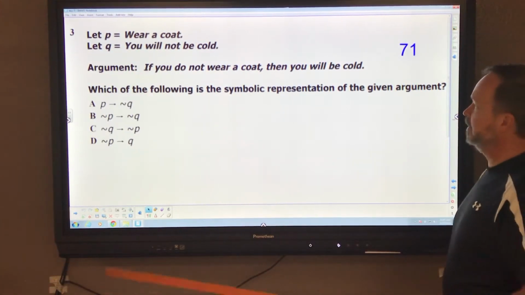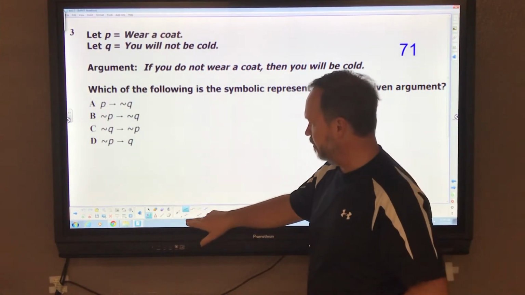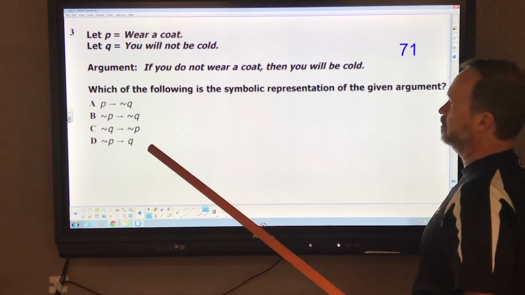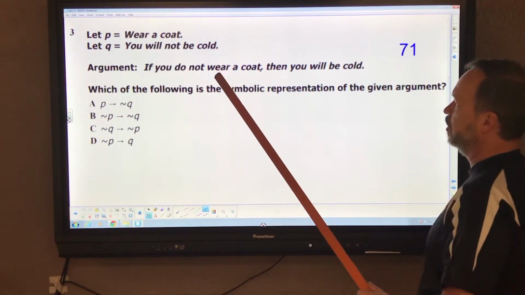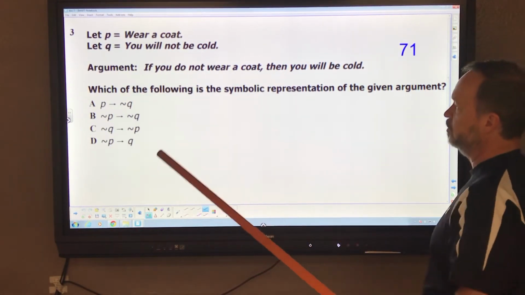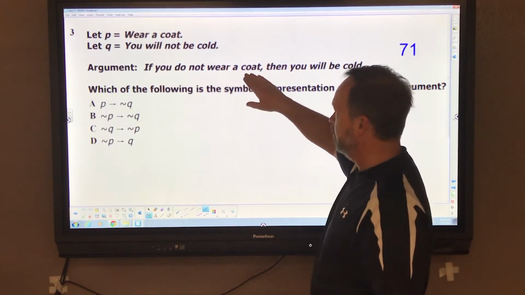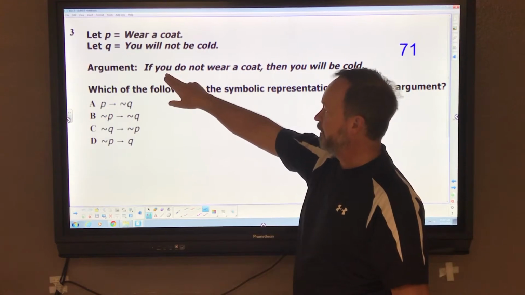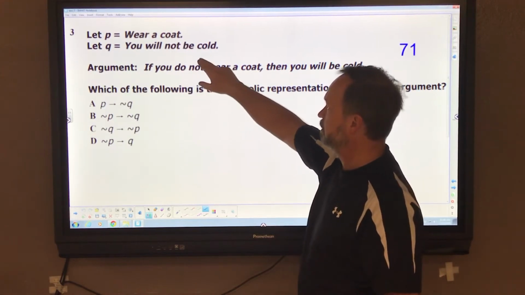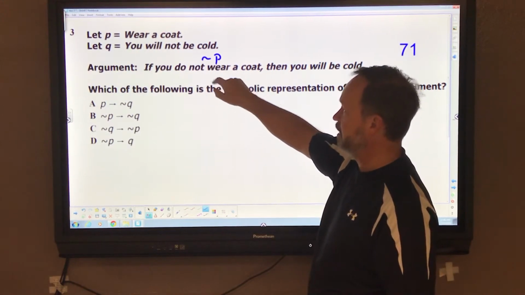Symbols: just try to be really careful with these math symbols and stuff so that you don't mess up an easy question. We have the P statement is wear a coat. You have a Q statement, you will not be cold. Then you have this argument: if you do not wear a coat, then you will be cold. And you're supposed to say who is who. So when you look at the if part, the condition of this statement, you can see that you do not wear a coat is not P. Think about it. P is wear a coat, so not wear a coat is not P.